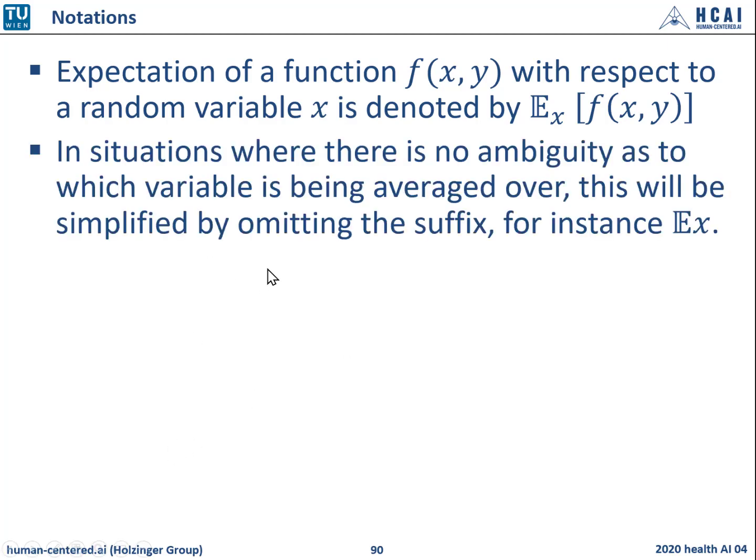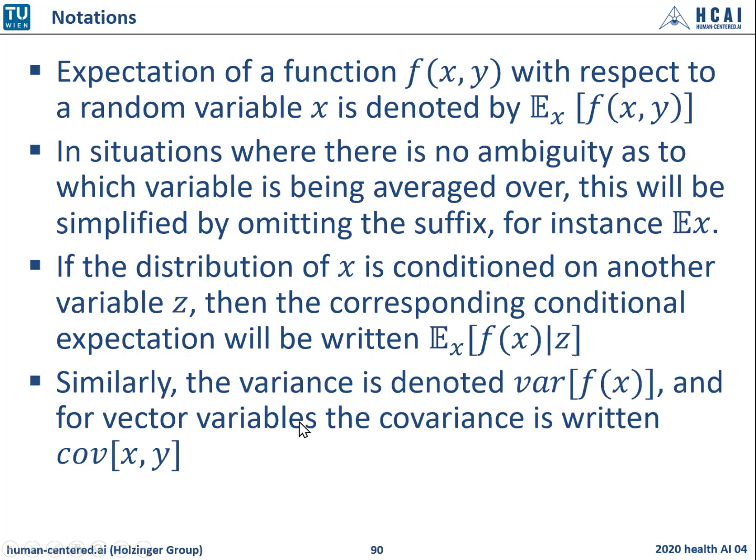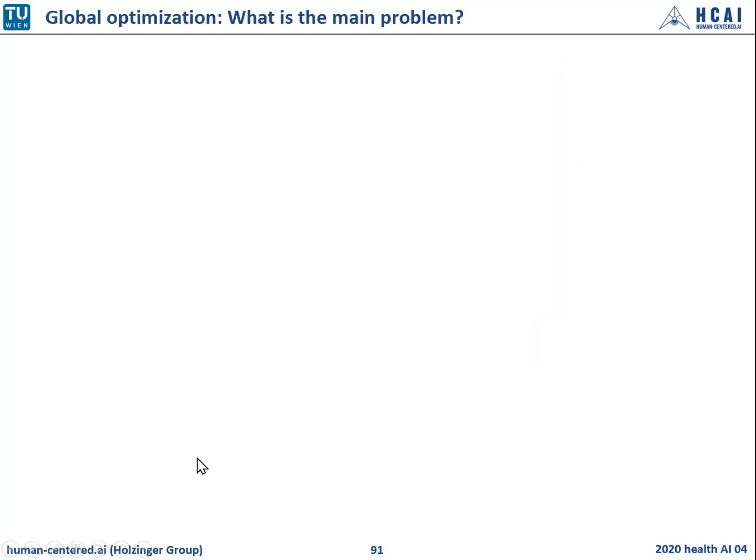And in situations where there is no ambiguity as to which variable is being averaged over, this will be simplified by omitting the suffix, for instance, E. And if the distribution of x is conditioned on another variable set, then the corresponding conditional expectation will be written like that, given the set. Similarly, variance is denoted as variance of f of x, and for vector variables the covariance is written covariance of x, y.